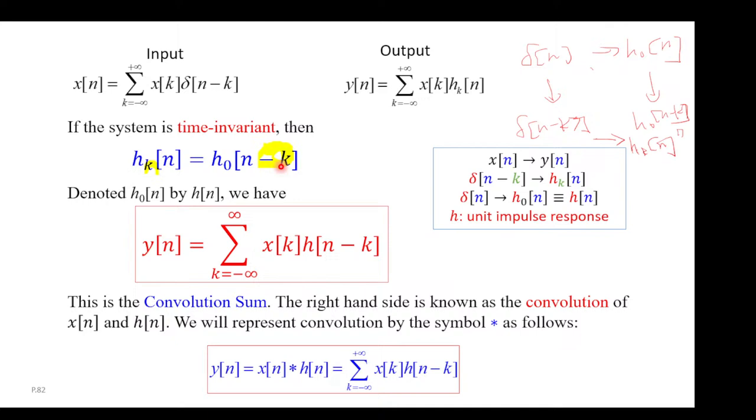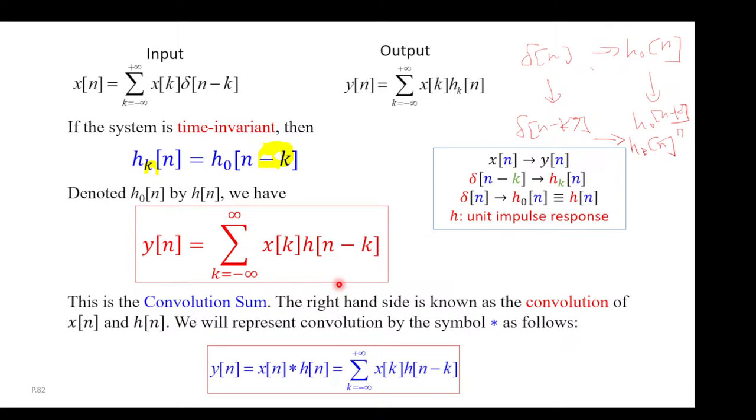And finally, this is a very important equation, we're going to see it basically the whole semester. For an LTI system, y of n equals the summation over k from minus infinity to infinity of x of k, h of n minus k. It's this equation, just substituting h sub k of n with h of n minus k. What's important here is that for an LTI system, you can totally describe y of n by just knowing h of n. This thing is just a time shift of h of n. So if you know h of n, you know the system totally.